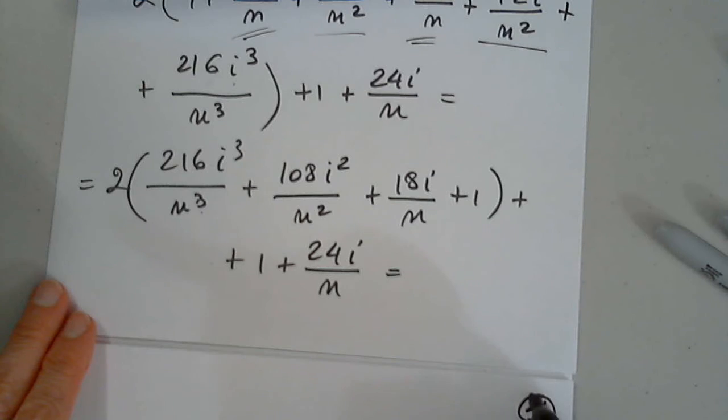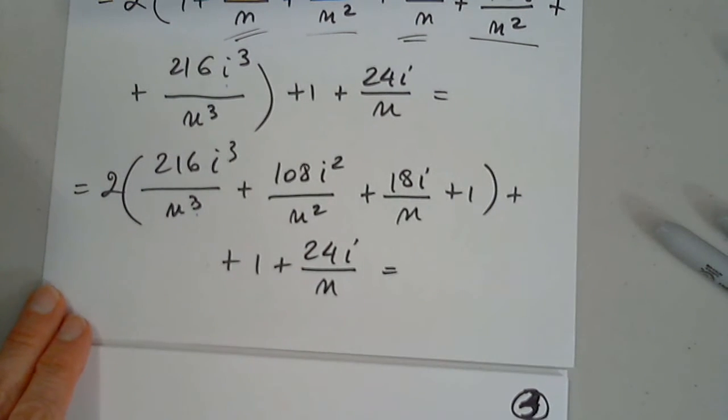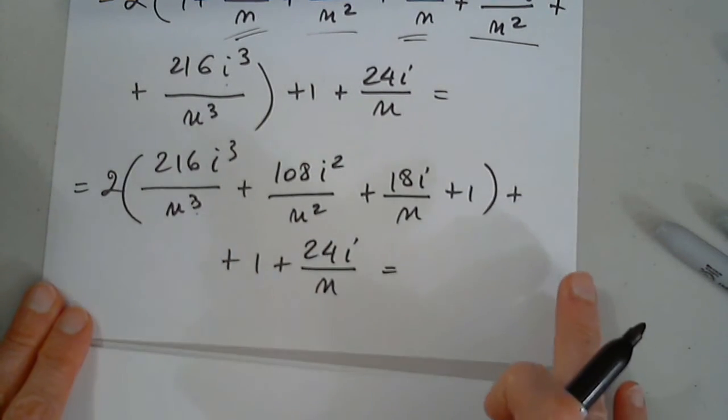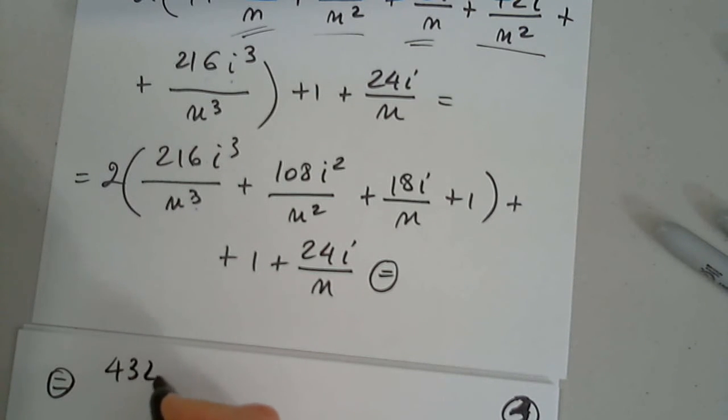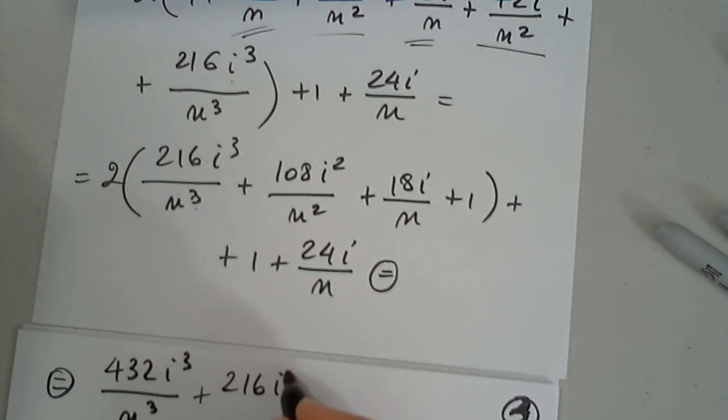No, this is 3. Okay. And I have from here. Okay. So 2 times this, I have 432i cubed over n cubed, and then plus 216i squared over n squared, plus 36i over n, plus 2 plus 1 plus 24i over n.